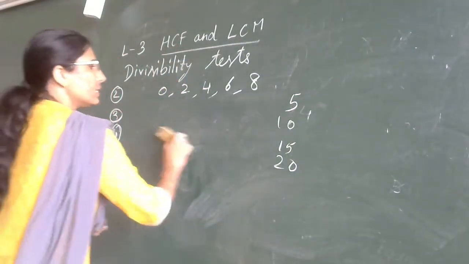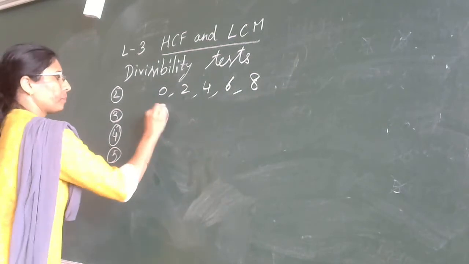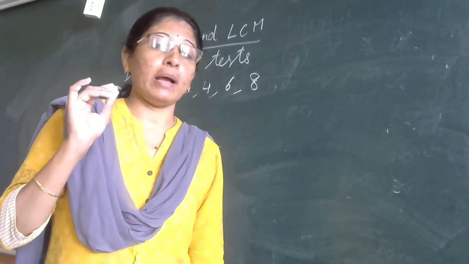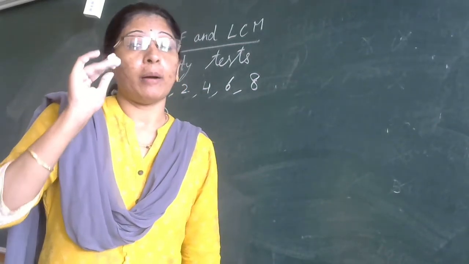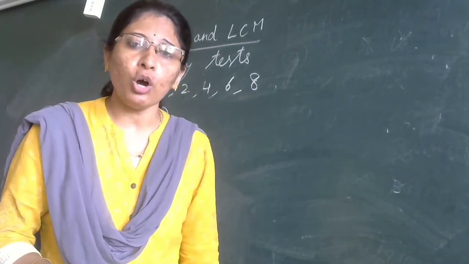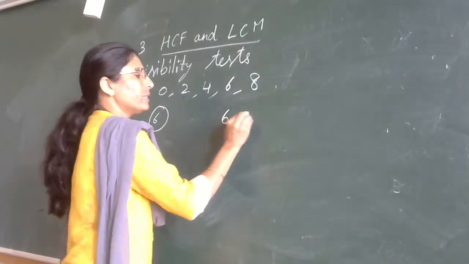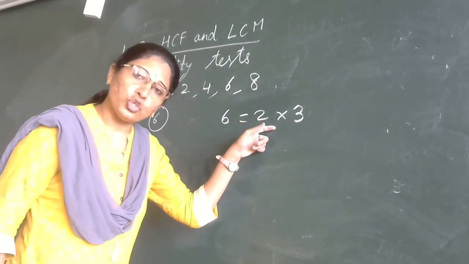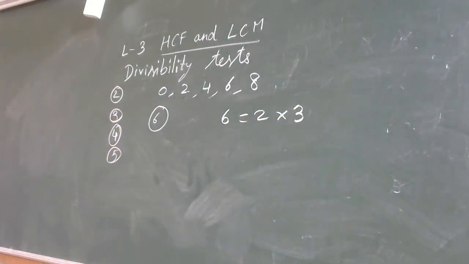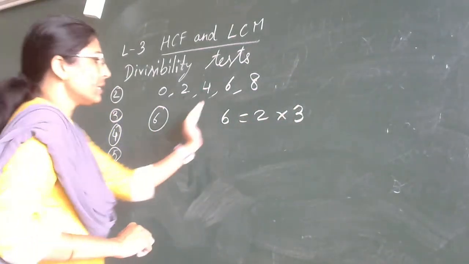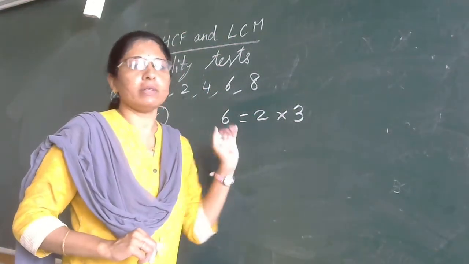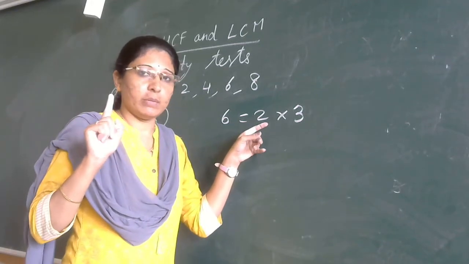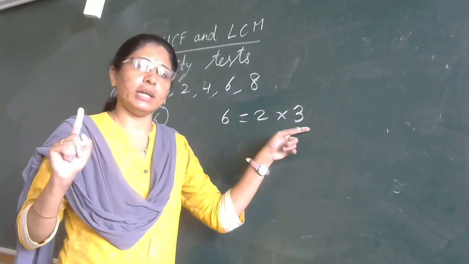Okay. Next is divisibility by 6. For a number to be divisible by 6, that number should be divisible by 2 also and 3 also, which we know 6 is equal to 2 into 3. So, if a number is divisible by 2 also and it is divisible by 3 also, that means that number will be divisible by 6. If it is divisible by only 2, not with 3, then it is not divisible by 6. It should be divisible by 2 and 3 both.